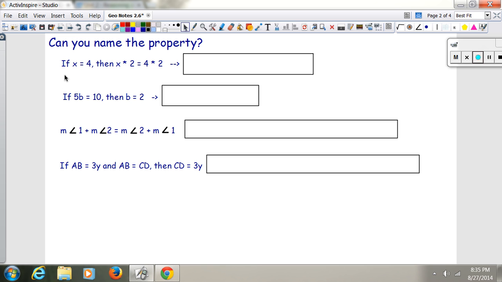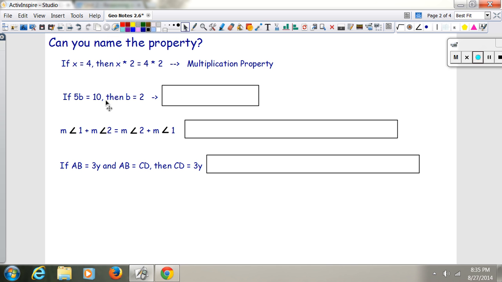Okay, welcome back. We are going to try to name the property. So x equals 4, then x times 2 equals 4 times 2. Did you say multiplication property? Because you multiplied both sides by 2. So we call that multiplication. This statement is allowed because you did multiplication property. That's why it's a true statement. This would be like in the reasons part. This would be like in the statement part.